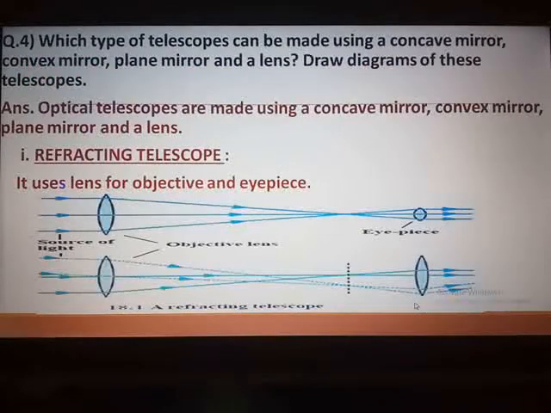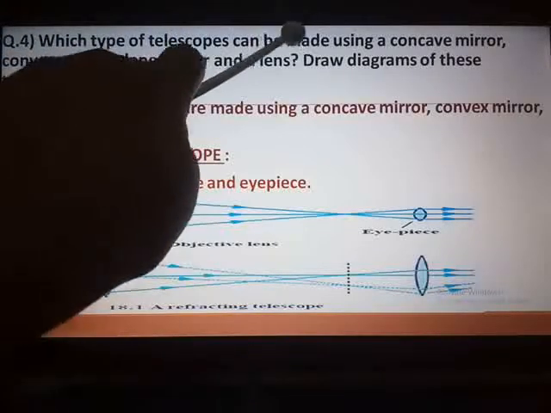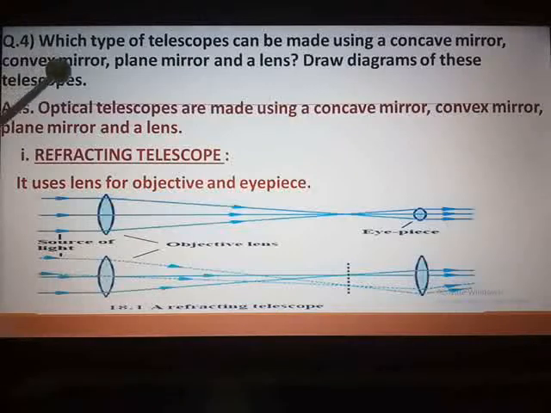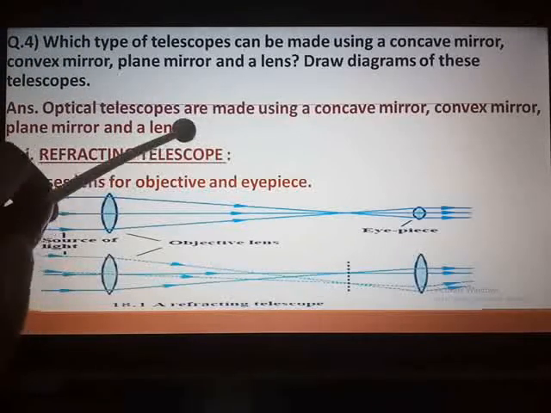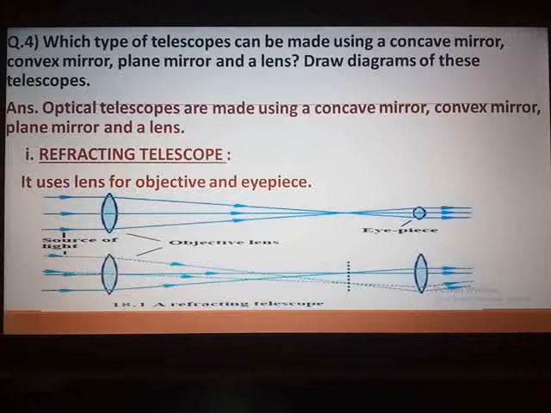Question number 4. Now this is a, you can say, logic based question. Which types of telescopes can be made by using concave mirror, convex mirror, plane mirror and a lens? Draw diagrams of these telescopes. Now you know optical telescopes are made, because you have studied optical refracting and reflecting, both the types, Newtonian and Cassegrain. That all you have to include in this answer.